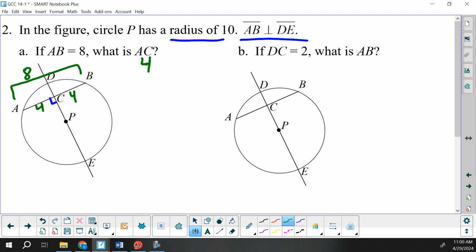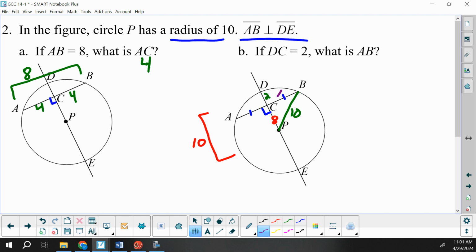Going to part B, again, we know the radius is 10, and we had AB and DE were perpendicular. So we know that this is going to get bisected, so those two are equal. They tell us that DC is 2. And they tell us that the radius is 10. We eventually want to find what AB is. So a couple things we're going to do. We're going to strategically draw in a radius, either from P to B or P to A. It doesn't matter. We know that radius is 10 because it was told to us in the problem. Now remember, all radii are congruent. So we know P to B should be 10, P to A should be 10, P to E should be 10, and also P to D should be 10 as well. So this length from P to D should also be 10. Well, if D to C is 2, that leaves us 8 here for P to C.